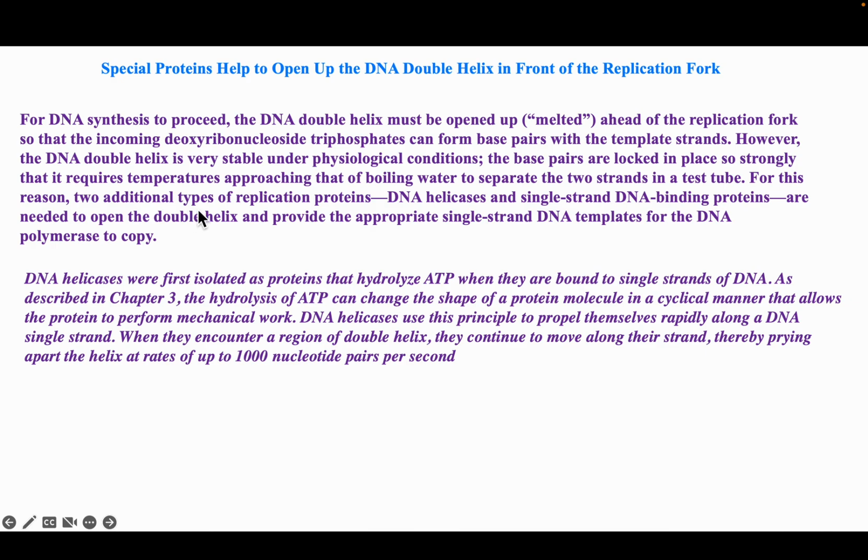For this reason, two additional types of replication proteins, DNA helicase and single strand DNA binding proteins, are needed to open the double helix and provide the appropriate single strand DNA templates for the DNA polymerase to copy. DNA helicases were first isolated as proteins that hydrolyze ATP when they are bound to single strands of DNA, and the hydrolysis of ATP can change the shape of a protein molecule in a cyclical manner that allows the protein to perform mechanical work.